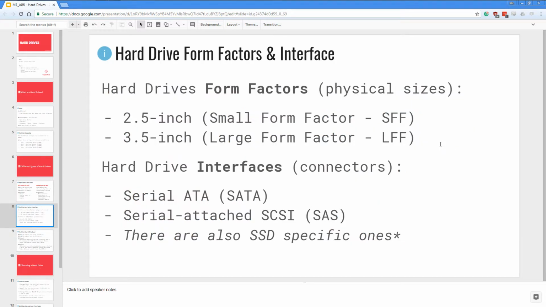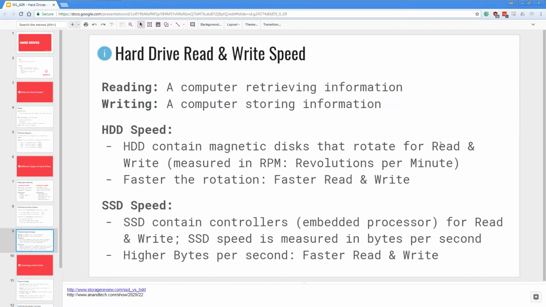Hard drives have different form factors and interfaces as well. So they come in different physical sizes, where you can have a 2.5 inch, which is considered the small form factor, SFF, or the 3.5 inch, large form factor. And this really depends on what kind of hard disk drive or hard drive bays you have on your case. They might support 2.5 inch form factors or 3.5 inch form factors. And they also have different interfaces, as in connectors. They have SATA ports. We also have Serial Attached SCSI, which is called the SAS. And there are also SSD specific connectors as well, which we'll talk about later on.